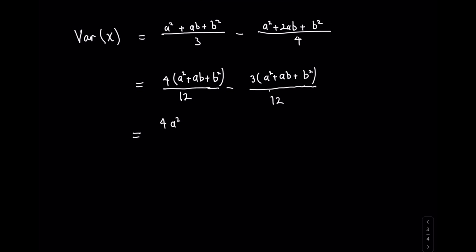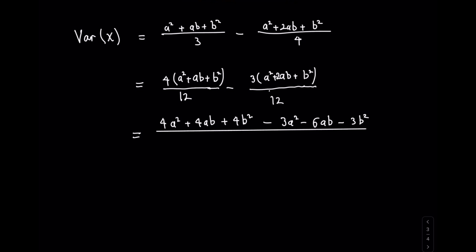This will become 4a squared plus 4ab plus 4b squared. And then we're subtracting everything on this side, and that becomes minus 3a squared minus 6ab. Apologies, I've forgotten the 2ab in the middle here, so it'll actually become 6ab. I've made a bit of an error there, but hopefully you can see that this should have been 2ab. And then we've got minus 3b squared at the end. And again, this is all over 12.